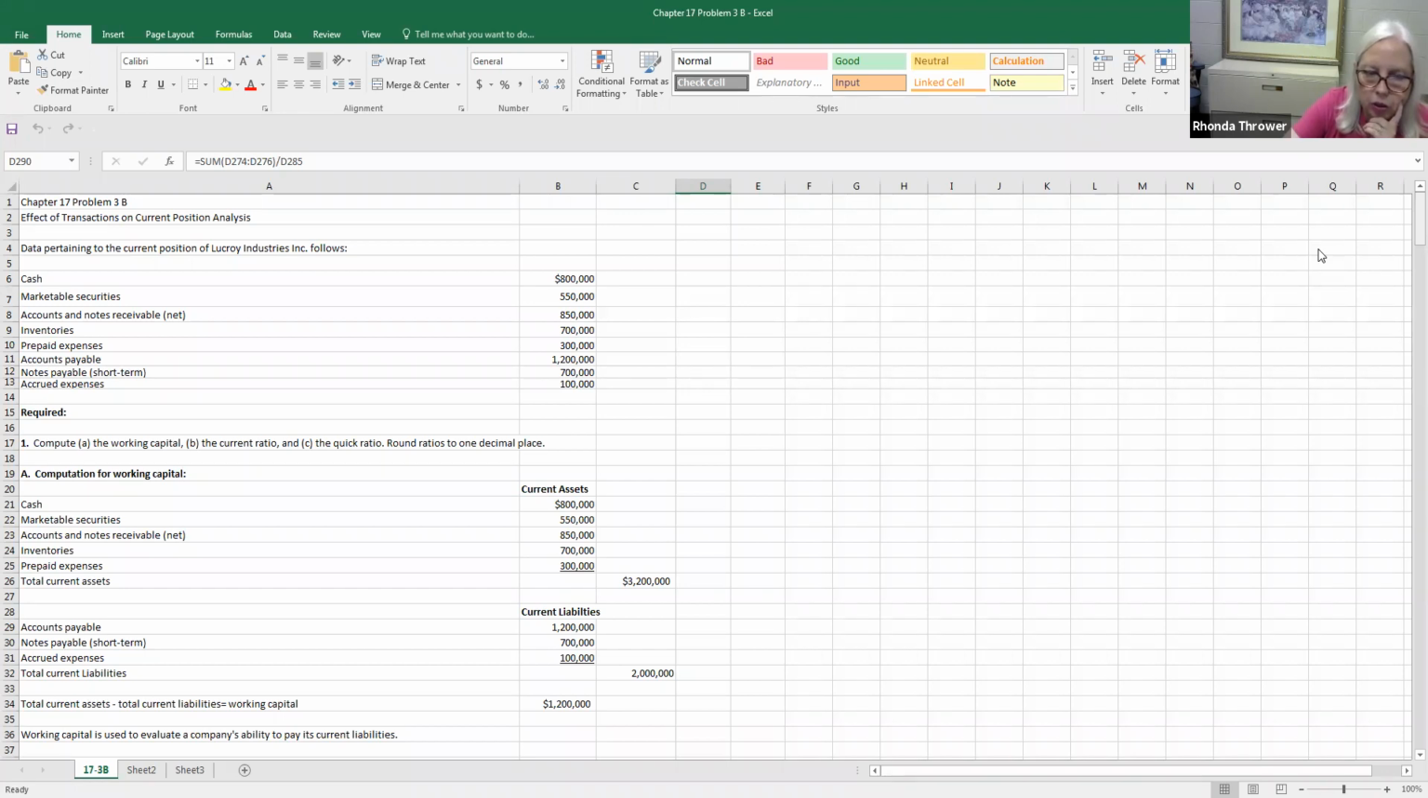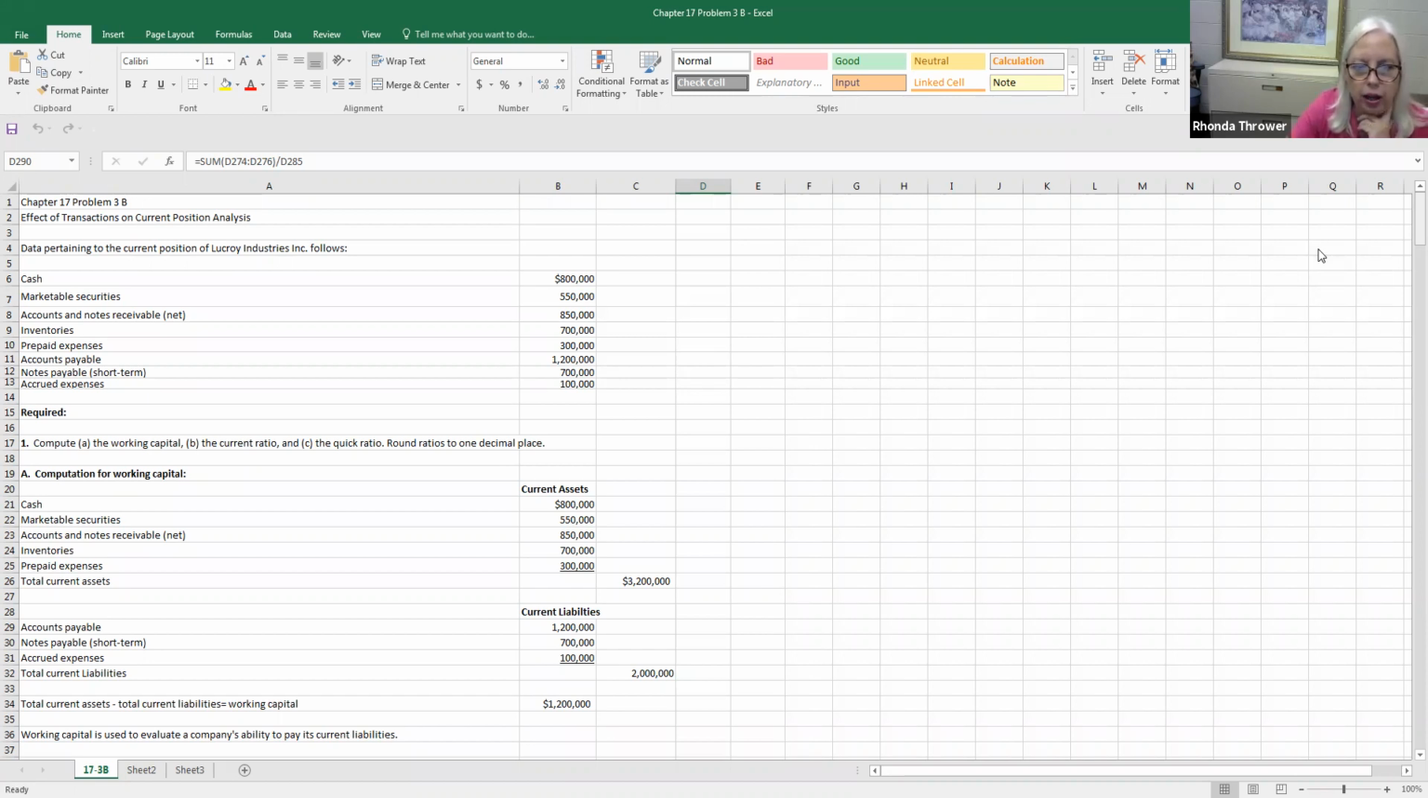this 0.9. So again, when you're figuring your quick ratio, you have to know what your quick assets are. Your quick assets are all of your current assets with the exception of inventories and prepaid expenses. Since inventories and prepaid expenses were not affected in this transaction, then we would use the quick assets that we have been using from the past transactions and divide it by the current liabilities.